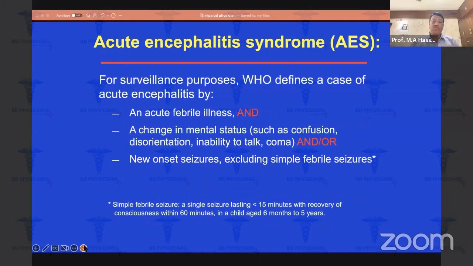For surveillance purposes, the World Health Organization has given some parameters to justify clinically a case of acute encephalitis. There are 3 criteria. One is acute febrile illness and a change in the mental state, which can be characterized by confusion, disorientation, inability to walk, coma, etc., and/or new onset of seizure, excluding simple febrile seizure. This is the World Health Organization definition for the epidemic period during surveillance purposes.